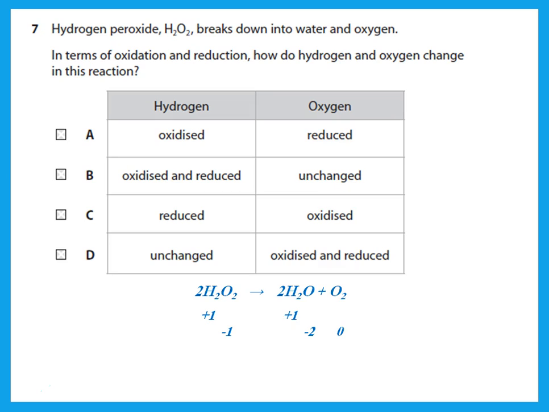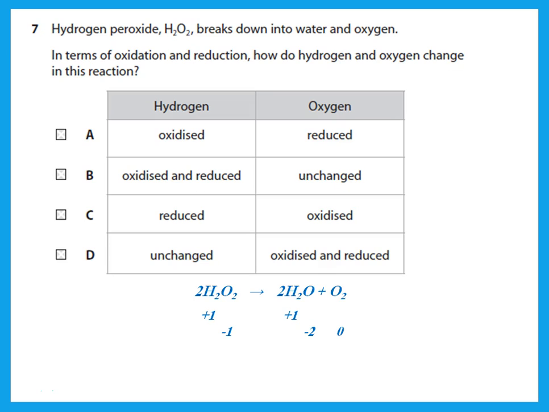Anyway, we're looking at what has happened to the oxidation number of hydrogen and oxygen. Now, you should realize that in both cases, hydrogen is +1. It hasn't changed. But if you calculate the oxidation number of oxygen in H2O2, the overall is 0. If 2 hydrogens are +2, then the 2 oxygens, each of them has to be -1. Now, in water, the oxidation number of oxygen is -2.